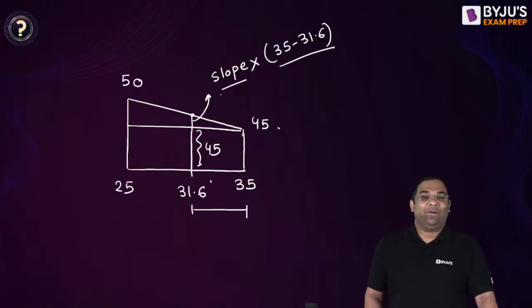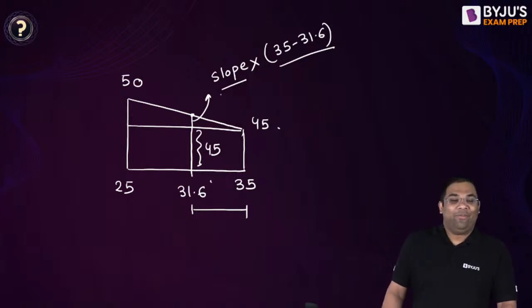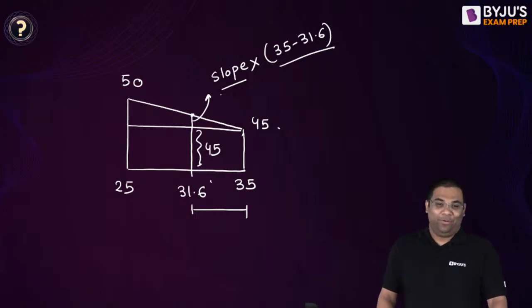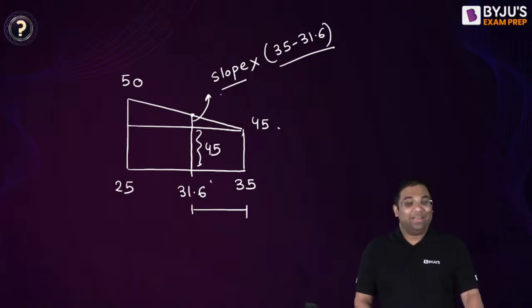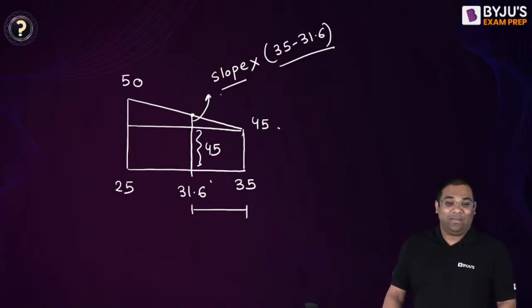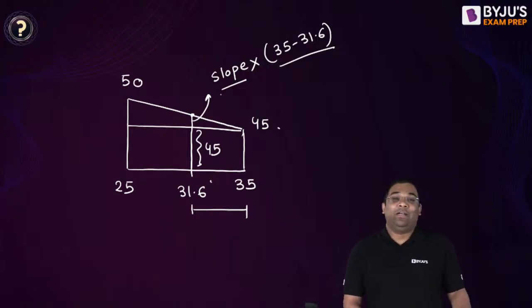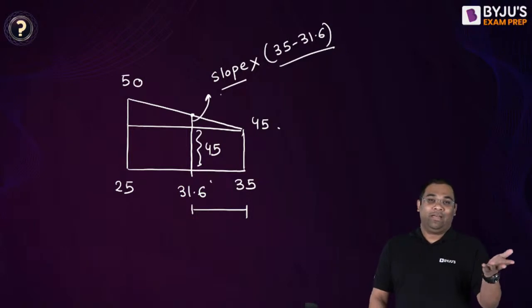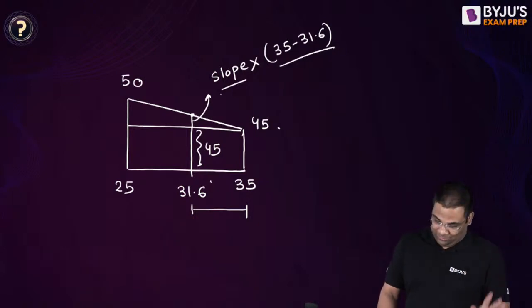Now don't tell me that, sir, I don't know this also. Always I have to teach linear interpolation to students. I feel that I really don't know what students are doing. Why are students not able to do linear interpolation? I think after some years, students will ask, sir, how is 5 into 10 equal to 50? Please teach us multiplication also.